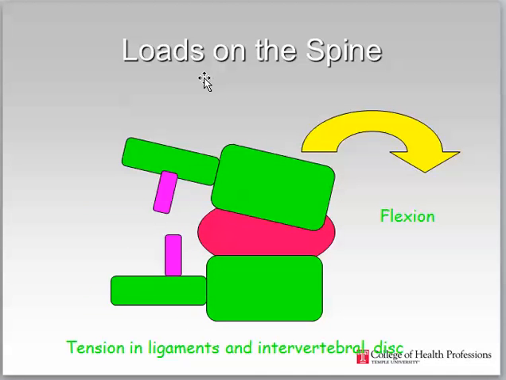Second type of load is flexion, so a bending load. So if we lean forward to touch your toes, you will put your spine into flexion, and that will create a tensile load on your facet joints and the supraspinous ligament, and a tensile load on the posterior part of your annulus fibrosus, and a compressive load on the anterior parts of your vertebral bodies.